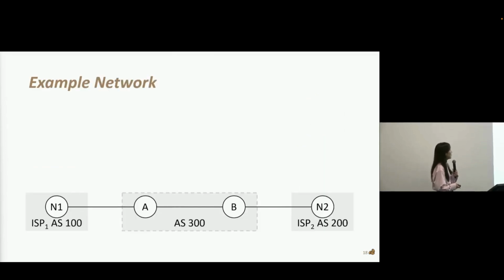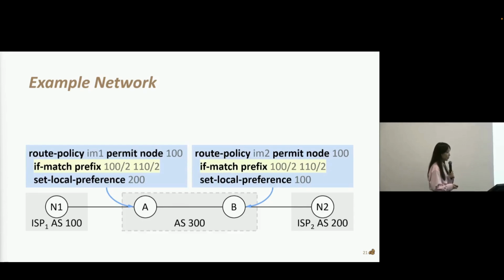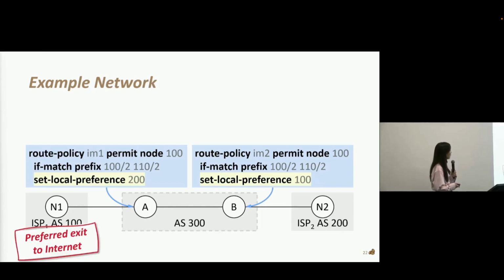Before introducing the design of Expresso, I will show this example network. It has 2 internal routers, A and B, and 2 external routers, N1 and N2. We use 3-bit IP addresses and prefixes for simplicity. Accordingly, we have 15 prefixes in total, and the space size is 2^30. In the network, routers A and B permit 2 prefixes from the external neighbors, that is 100/2 and 110/2. And router A sets the local preference of routes from N1 to 200 in order to prefer N1 as the exit to reach the internet.